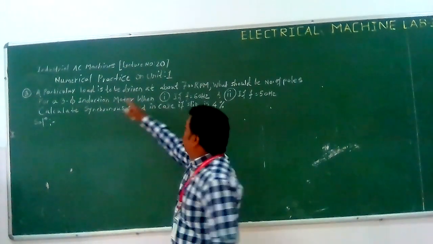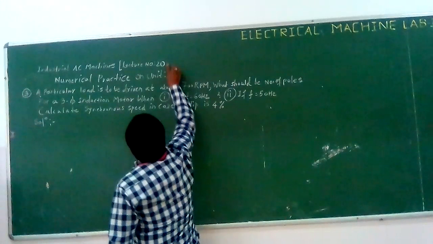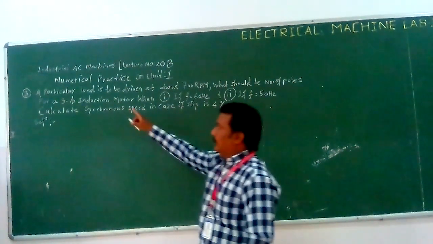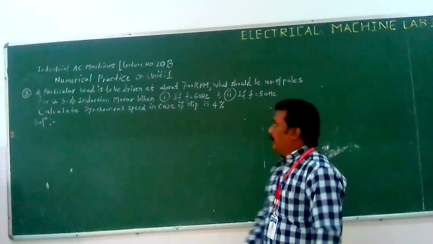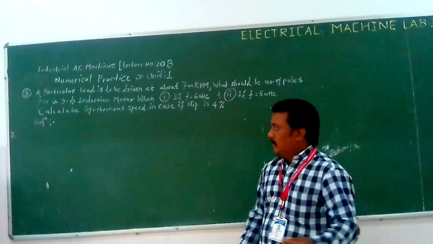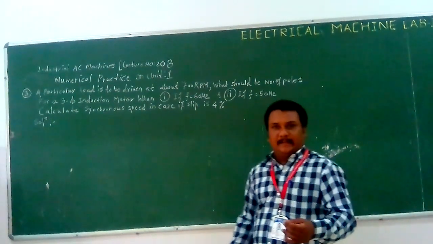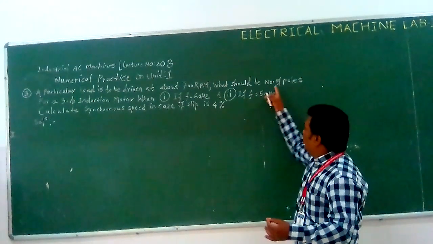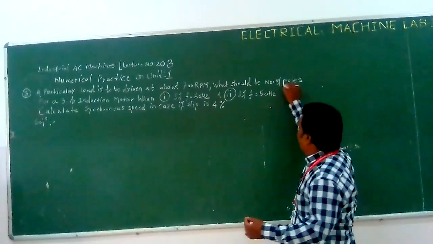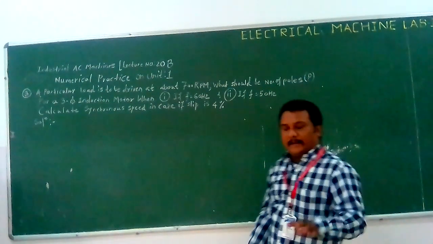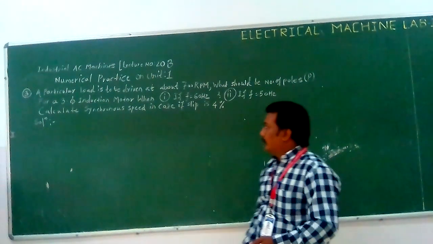Numerical 3: a particular load is driven at about 700 rpm. Here the actual speed is given, and it is 700 rpm. What should be the number of poles? Means we have to calculate P for a 3-phase induction motor.